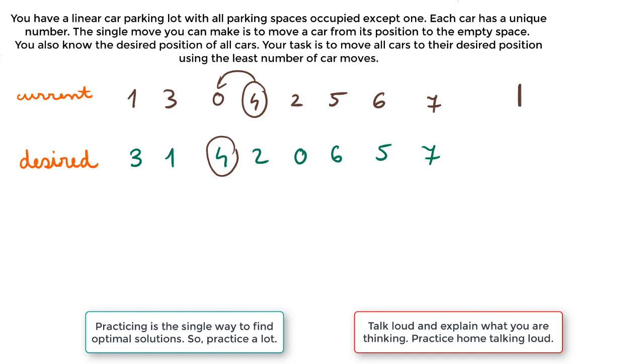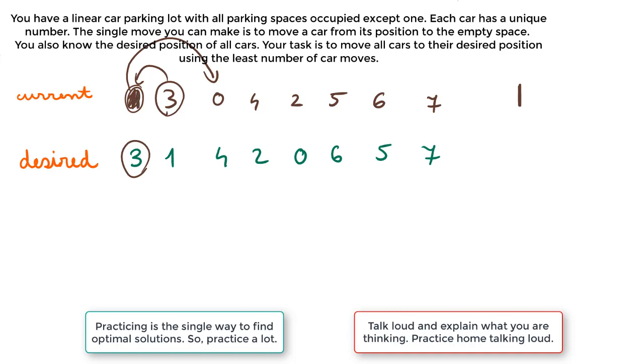Now if I look further to the other elements, I see that, for example, if I want to put 3 on its position, then I don't see an empty space there. There is one. So I need to move 1 to the empty space so that the empty space comes on the position 1. And then I can put 3 on that position. Meaning that there are some cars which require 2 operations, right?